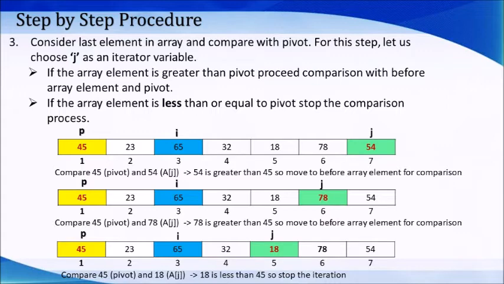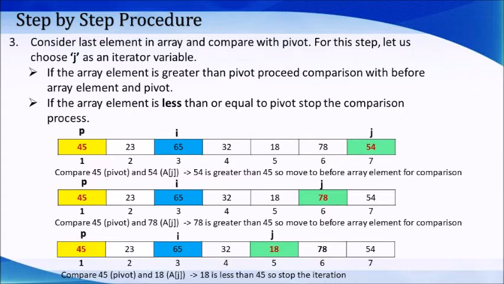Now j is pointing to 78. Compare the values of pivot and a of j, that is 45 and 78. 78 is greater than 45, so again j should move to the previous element in the array. So it is pointing to 18. Now compare 45 and 18. 18 is less than 45, so we are stopping the iterator j.